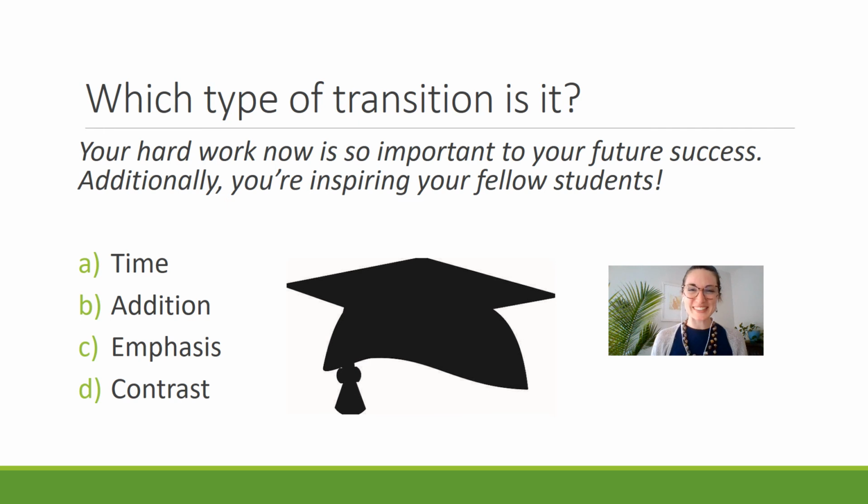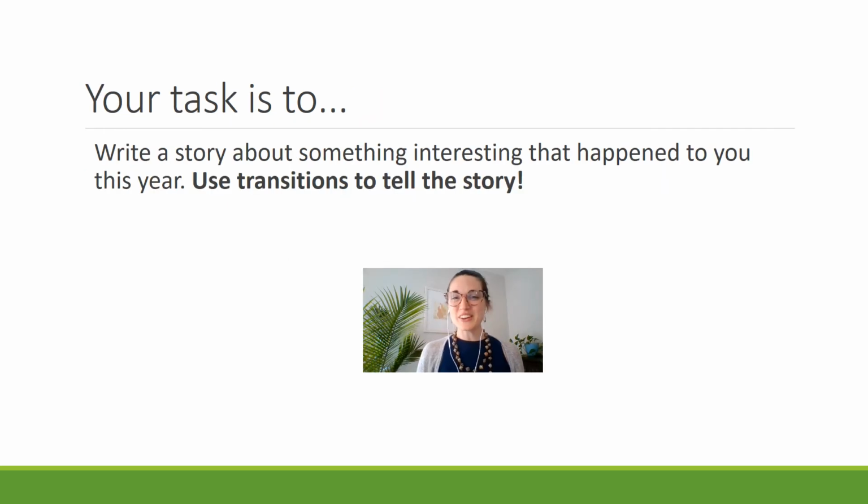Addition, of course. So to try out your skills, you can use this task to give you some experience with using transitions. Write a story about something interesting that happened to you this past year. It could be anything, something simple or something grand, but use transitions to tell the story. If you're a Helms Academy student, you can send this story to your coordinator, and that person will give you some feedback on your skills and give you some ideas of how you can continue to improve your writing.